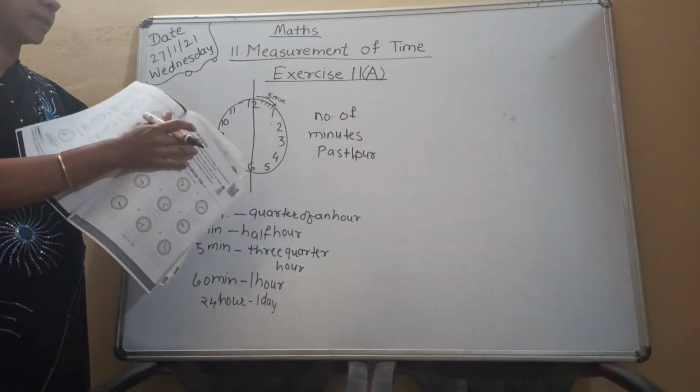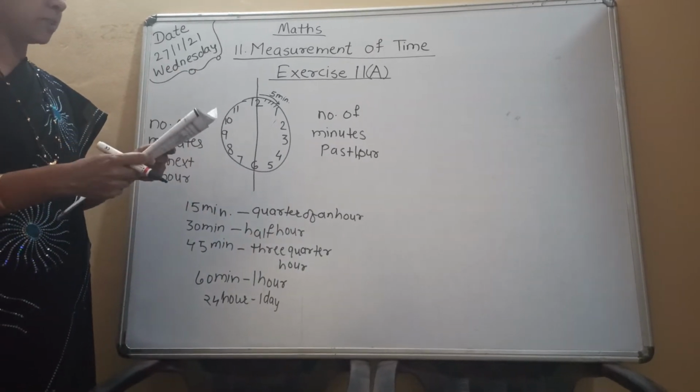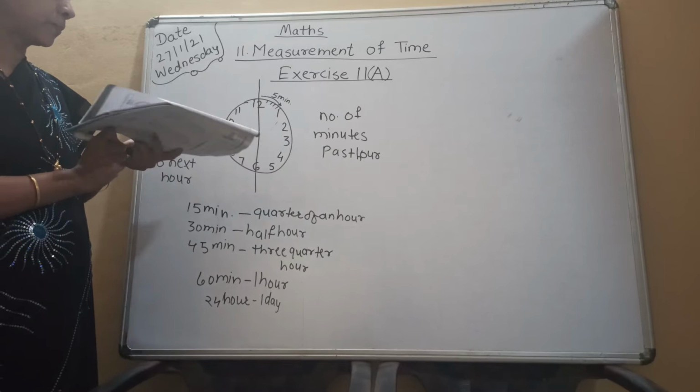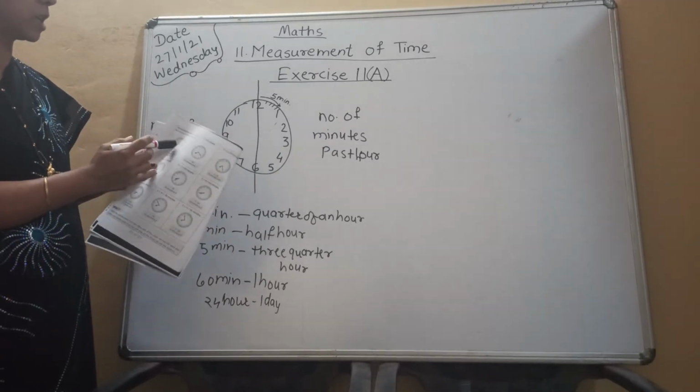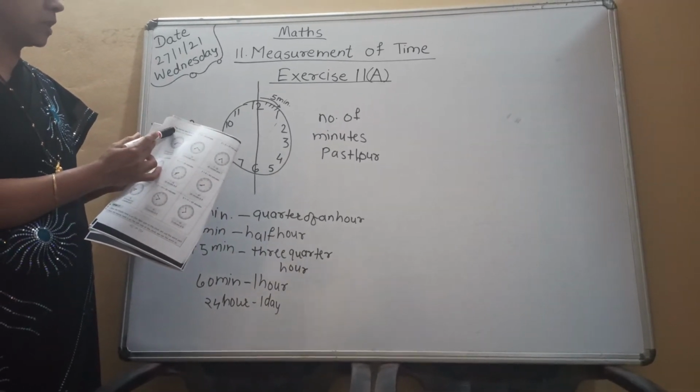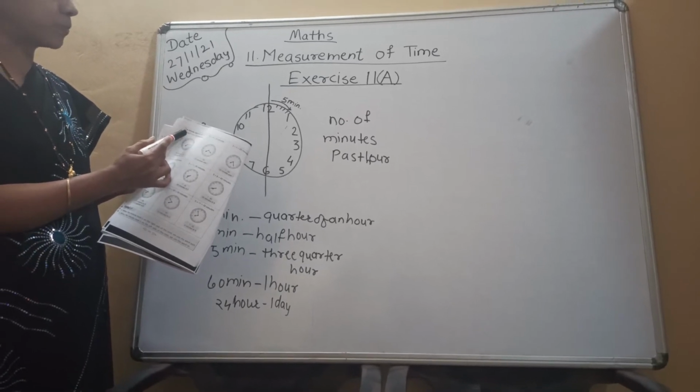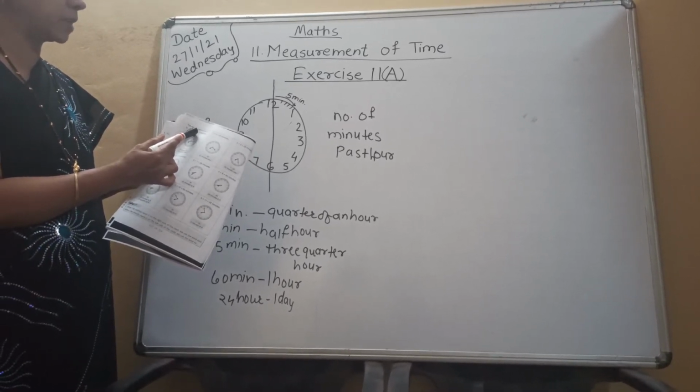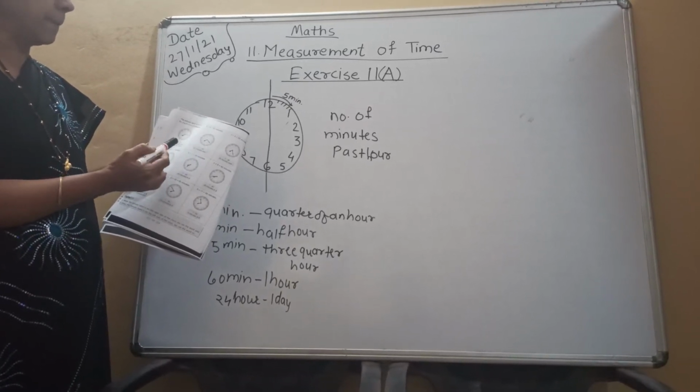Now turn your page. See your page number 131. Now see what is given in this picture. The minute hand is on 3. So it is 5 multiplied by 3. 5 3s are 15 minutes.